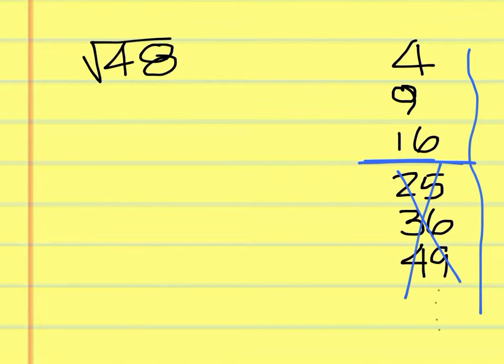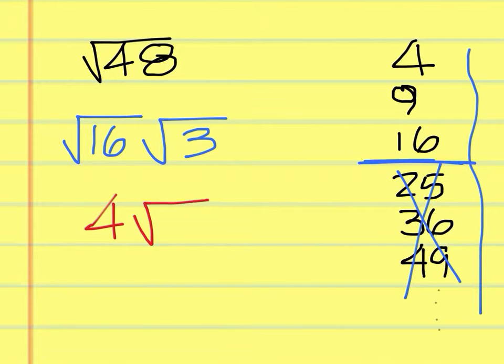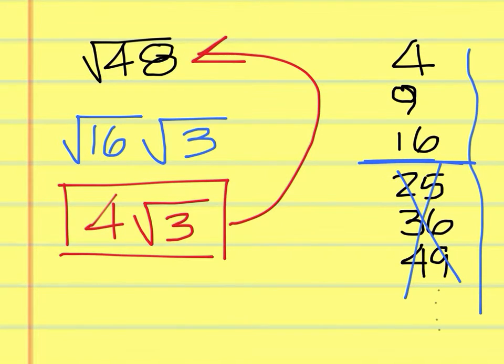Will 16 divide evenly into 48? Yes, it will. 16 times what is 48? 3. The square root of 16 is 4. So 4 square root of 3 is the simplified version of the square root of 48.